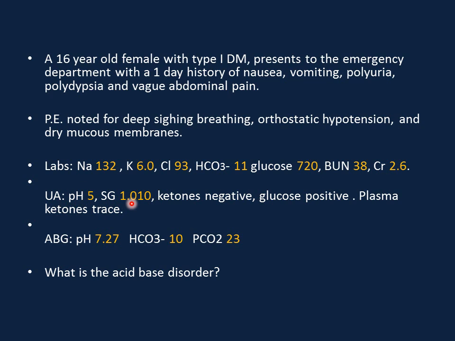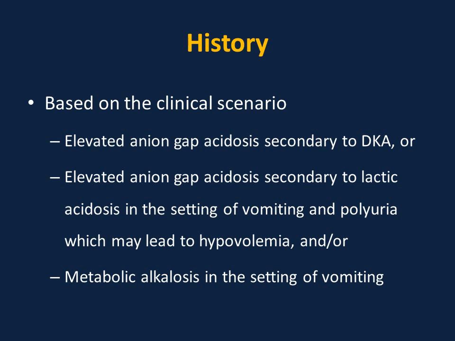UA: the pH is 5, specific gravity is 1010, ketone is negative, glucose is positive, and the plasma showed trace of ketones. ABG: the pH is 7.27, the bicarb is 10, and the PCO2 is 23. What is the acid-base disorder of this case? This is a classic presentation of diabetic ketoacidosis.